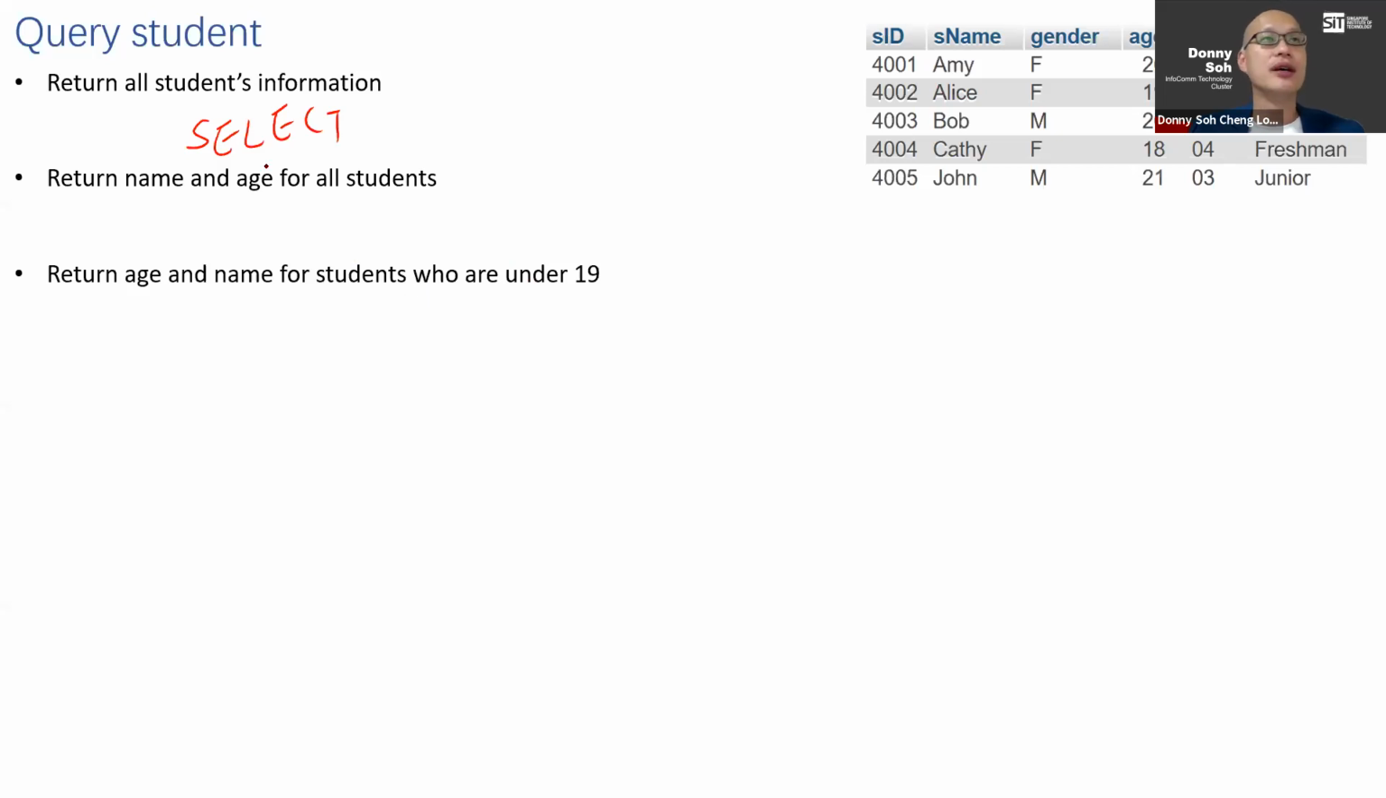Maybe I can help you with this. This will be select star from students. So this is how we would return all the students' information from the database. If we convert this to relational algebra, this is just a pi of students. There's no selection criteria. We're going to return everything. So star returns all the columns.